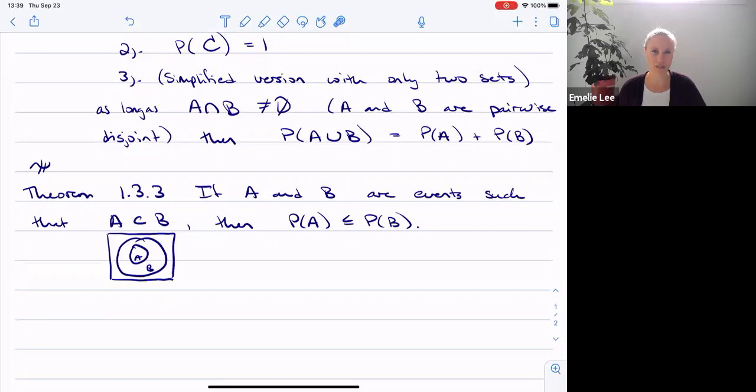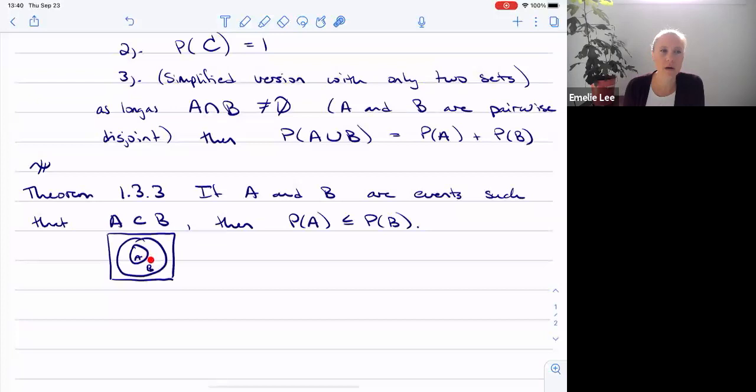Okay. So what we're trying to prove is that if A and B are events such that A is a subset of B, then the probability of A is less than or equal to the probability of B. When would it be equal to the probability of B? Well, it would be if all elements of A are all the elements in B. So if A is equal to B, then the probability of A equals the probability of B. So where can we start here? I have A is a subset of B, and we drew it out here where A is kind of inside the set of B.